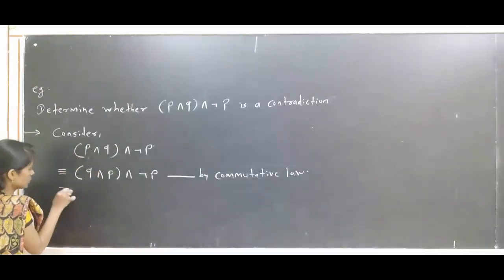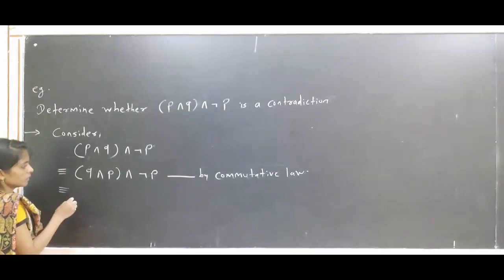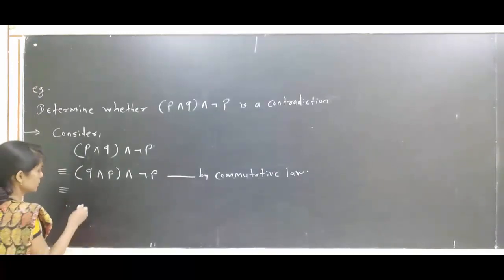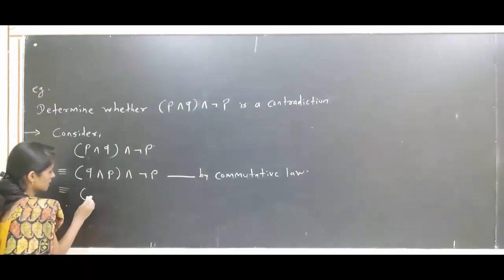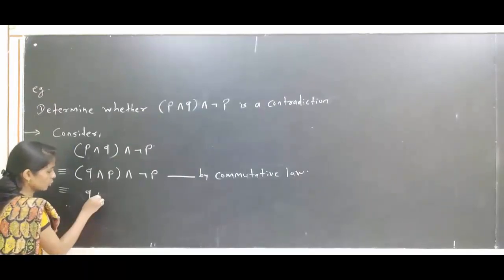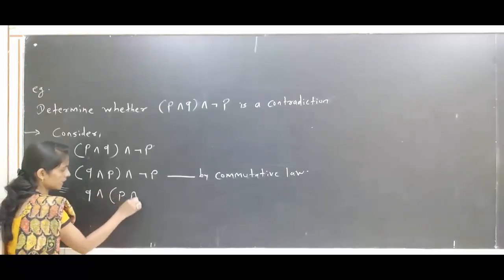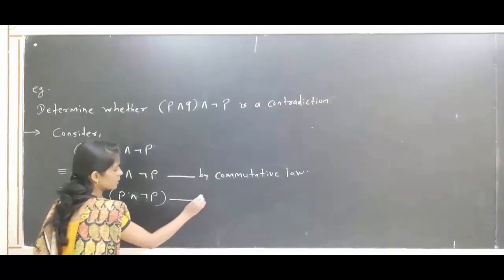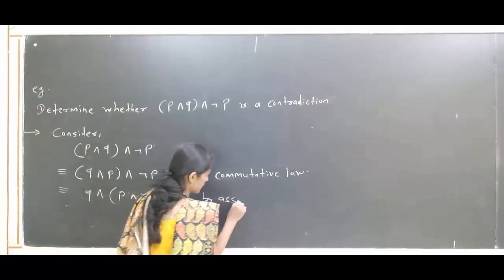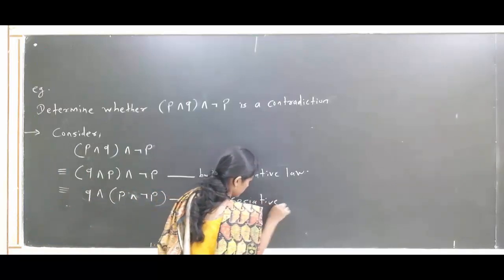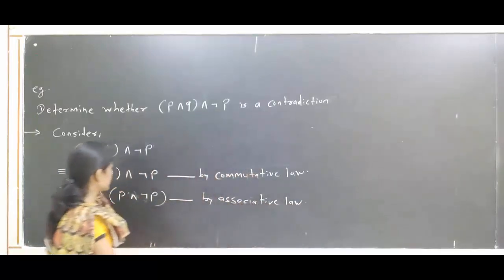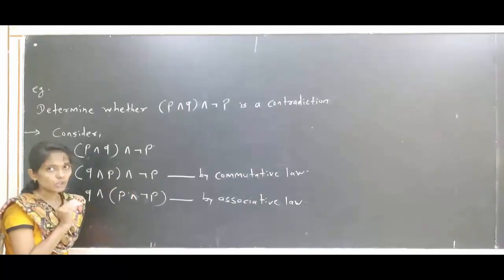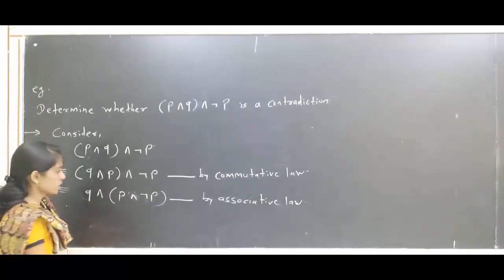Now next one. So here we know the associative law, so we interchange only bracket here. So next step, we get Q and P and negation P, right? So by associative law. See here in bracket there is conjunction sign, out of bracket there is also conjunction sign. Hence we apply the associative law.